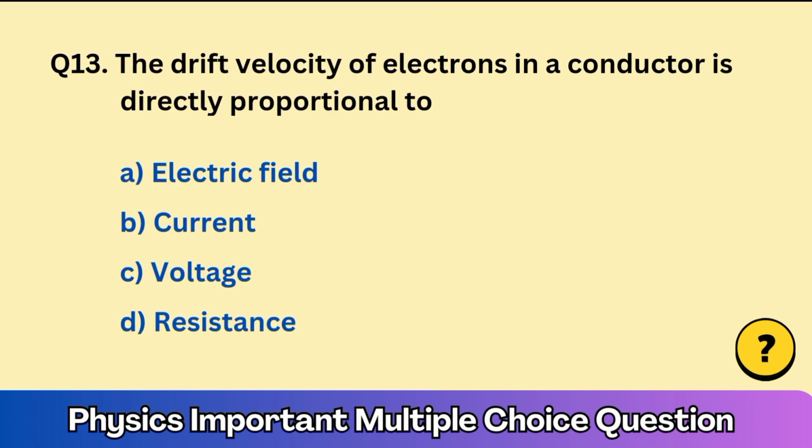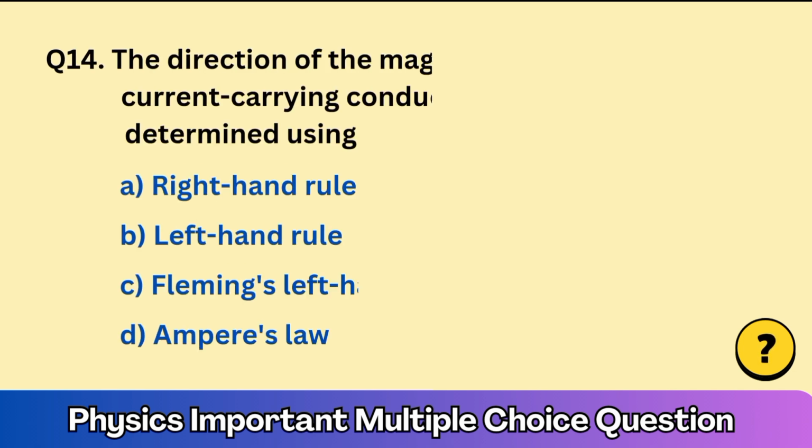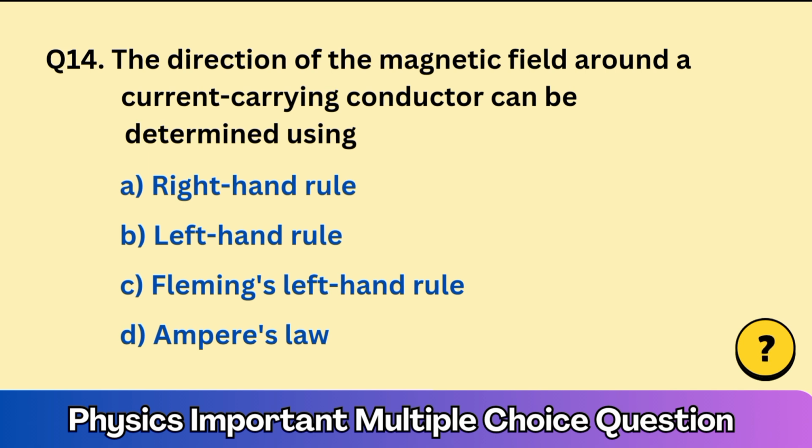Question number 13. The drift velocity of electrons in a conductor is directly proportional to. Right option is A, electric field. Question number 14. The direction of the magnetic field around a current carrying conductor can be determined using. Right option is option A, right hand rule.